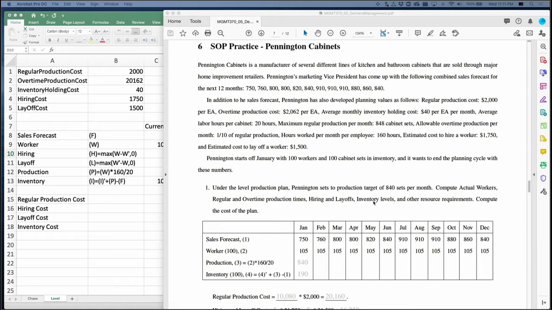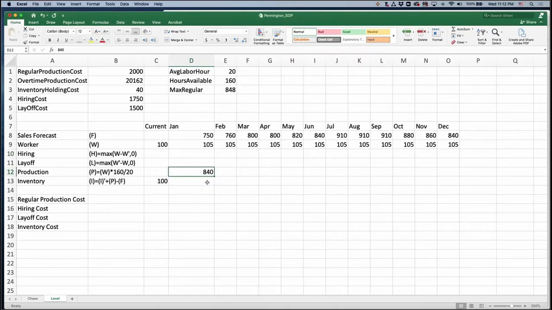Based on this, we can compute layoff, hiring, regular production, overtime, the inventory level, and all other things. Finally, we can compute the total supply chain cost based on all this information. To solve this kind of problem, we can use an Excel spreadsheet, which you can download.